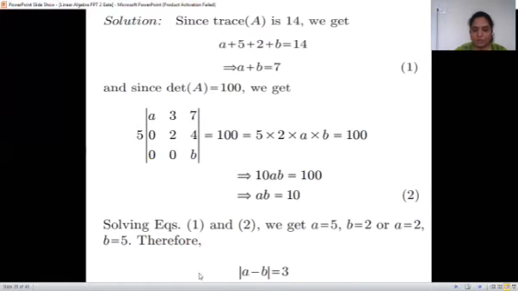But we have asked for the modulus of that. So 5 minus 2 or 2 minus 5, that is 3 or minus 3. But after taking the modulus, that will be 3.